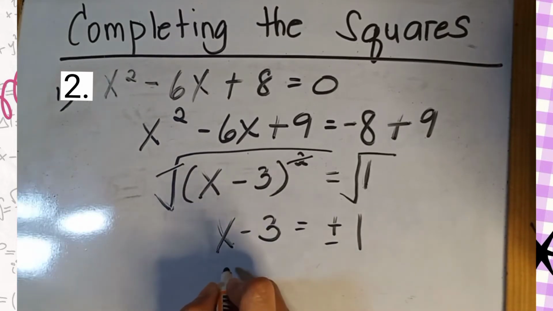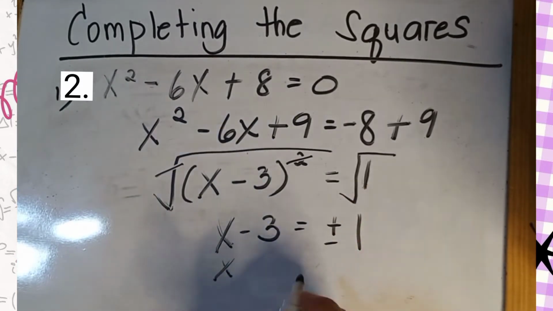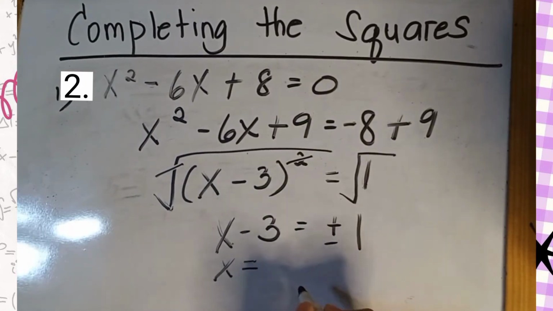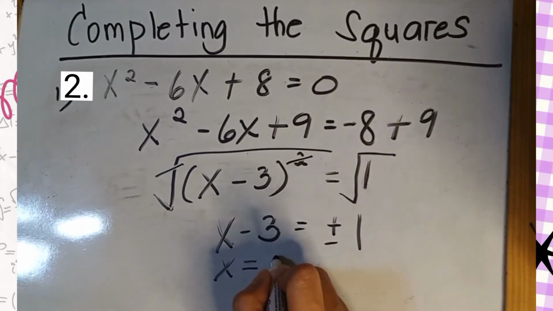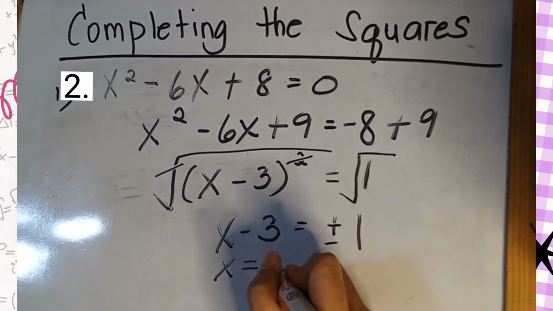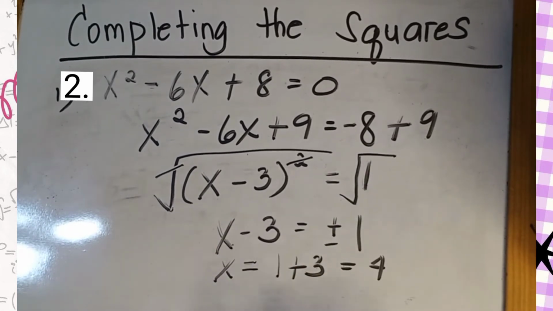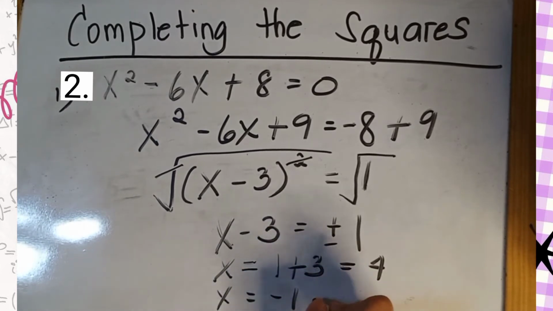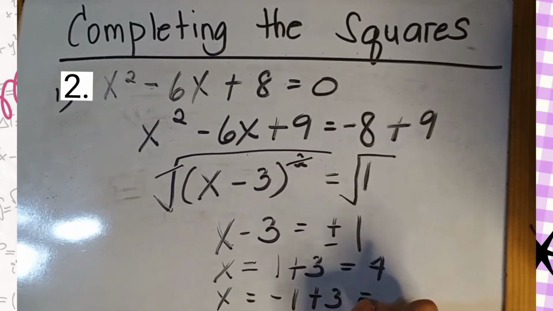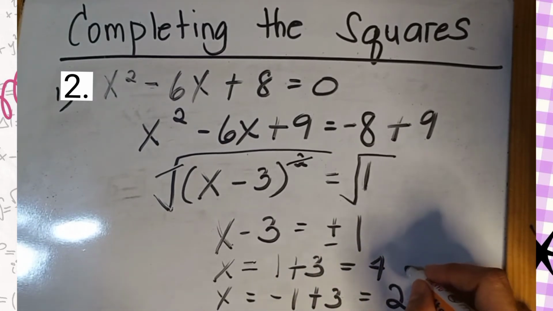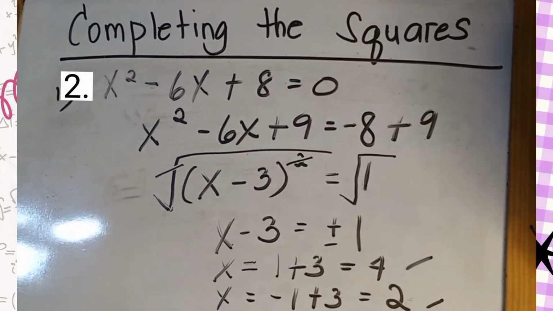Alright, so we can now find the value of x by transposing the other constant dun sa kabilang side. So, x now is equal to, if it is positive 1, plus 3, that is 4. And if it is negative 1, so negative 1 plus 3, that is 2. So, the value of x is either 4 or 2.